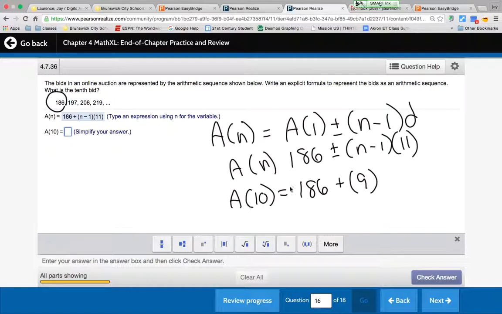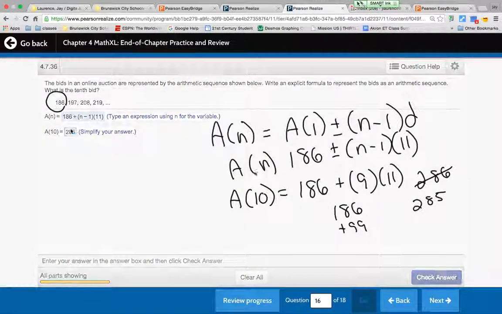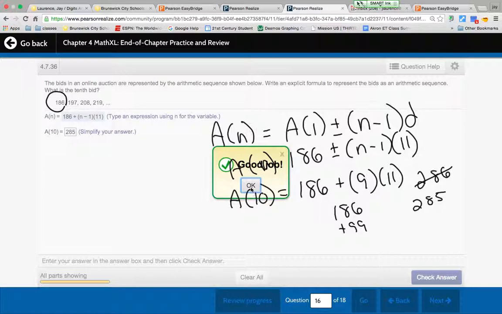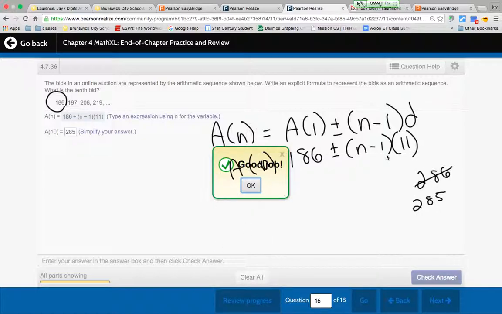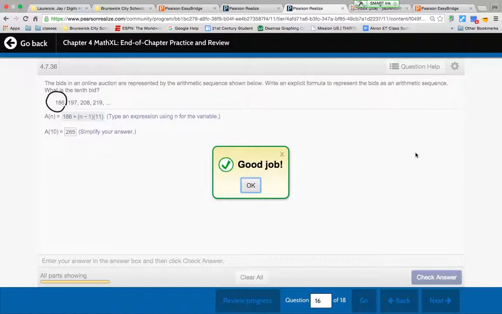Because n is 10, and that's 11. So I'm going to have 186 plus 99. Well, 186 plus 9 plus 100 would be 286. So this must be 285. So let me go here and put a 285 in. And there you go. All right. So get rid of that.